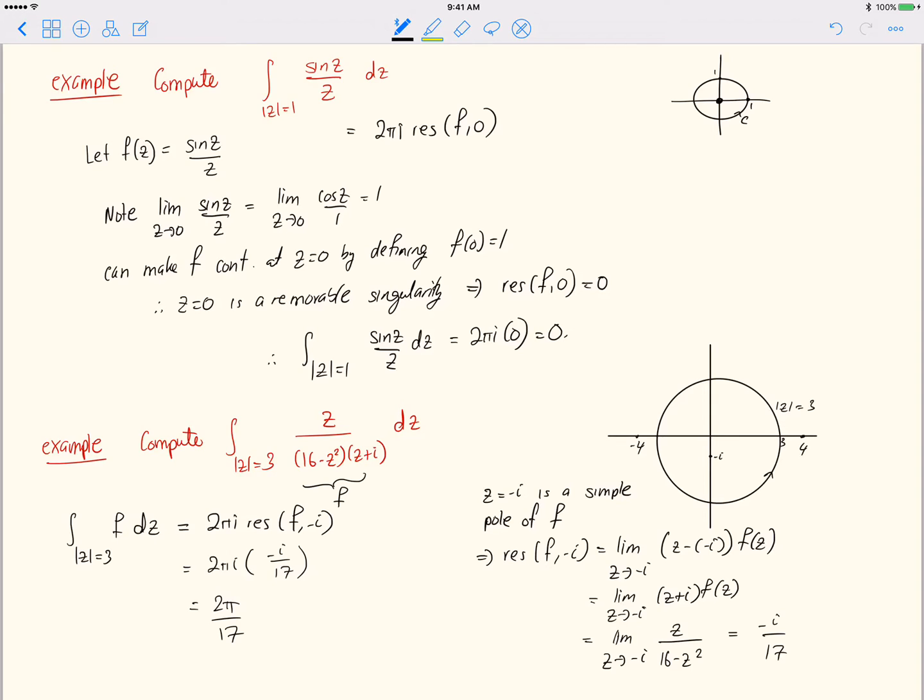It's that simple. You draw your curve, you locate the singularities that fall inside that curve, you calculate the residues at those singularities, add them, multiply by 2 pi i. Simple as that. Let's have a look at another example.